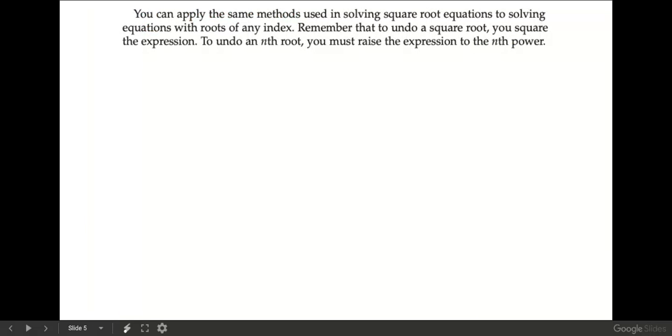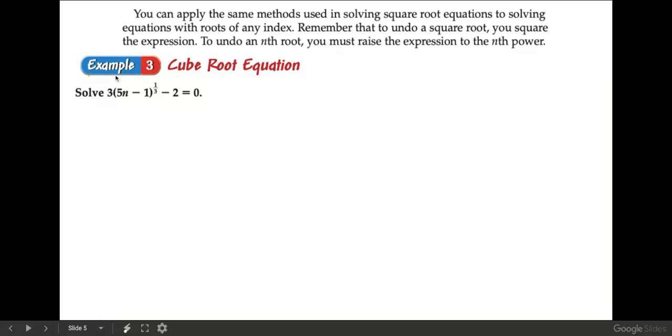So you can apply the same methods used for solving square root equations to solving equations with roots of any index. So not just square roots, but third roots, fourth roots. And remember that to undo a square root, you square the expression. So to undo an nth root, you must raise the expression to the nth power. So let's look at an example.